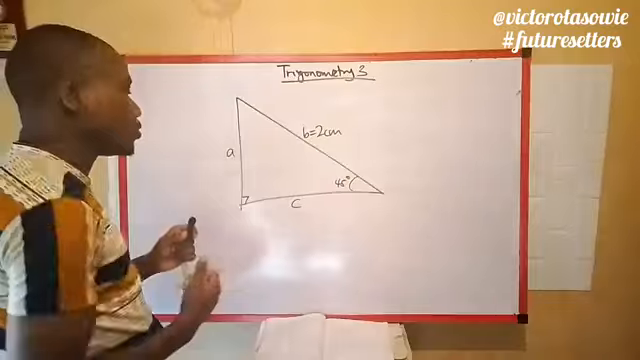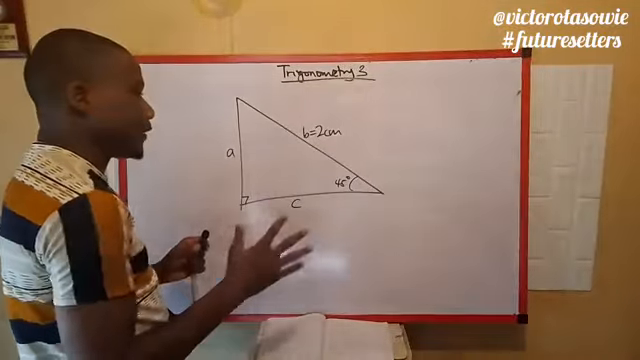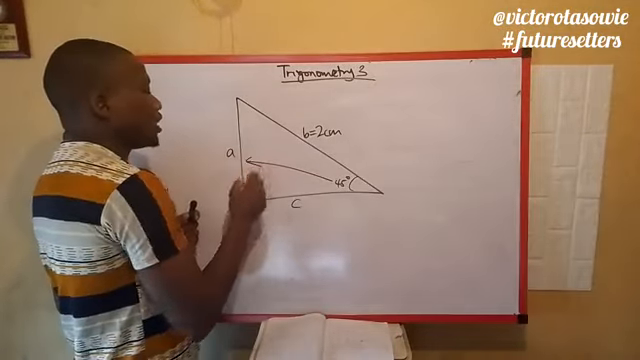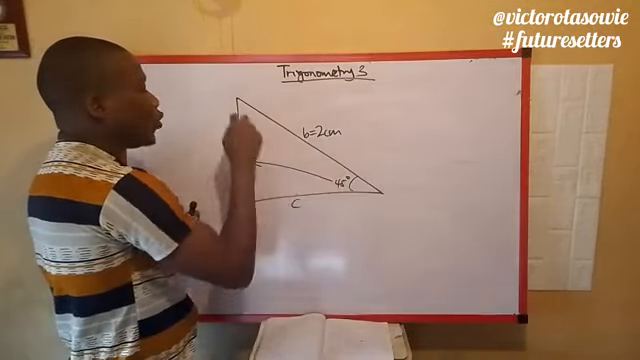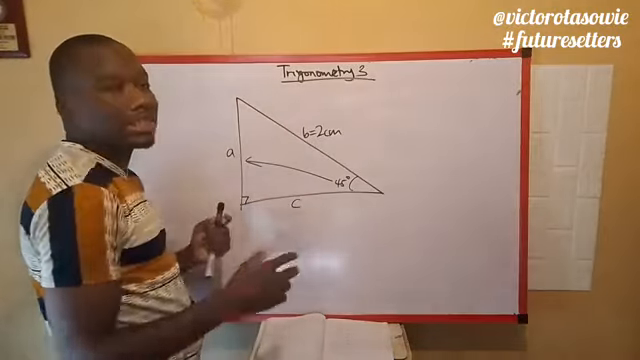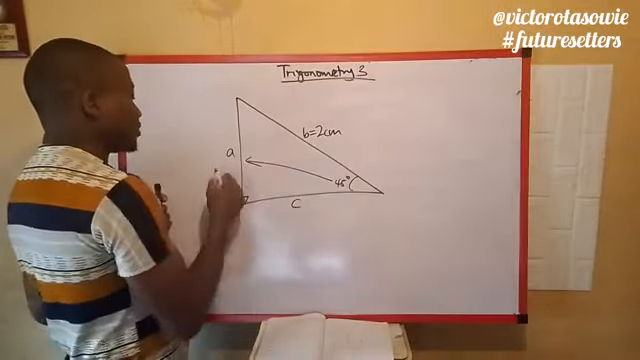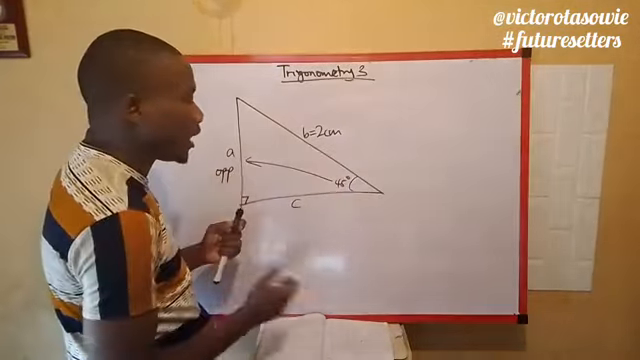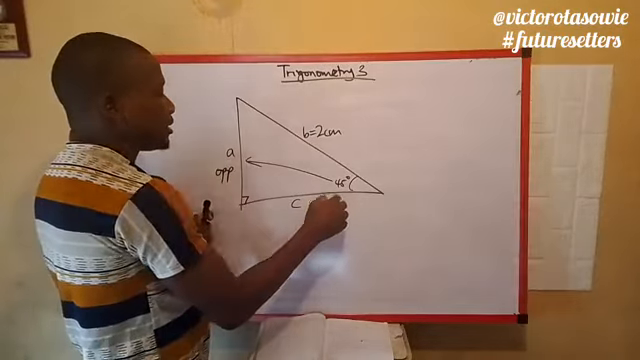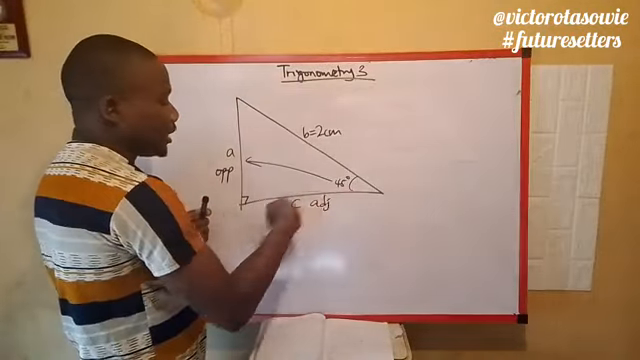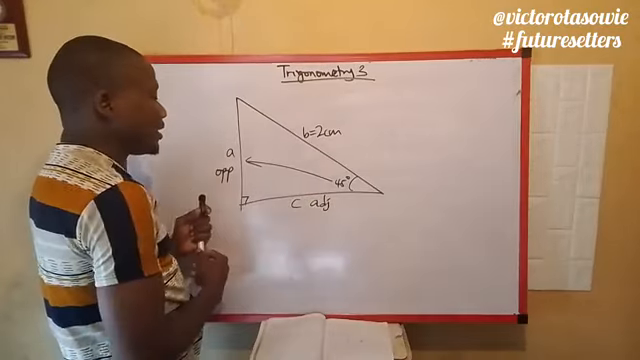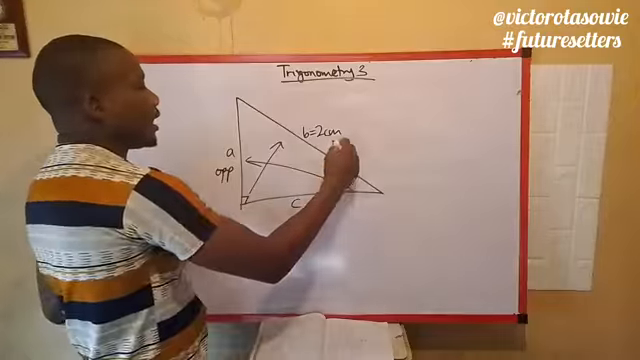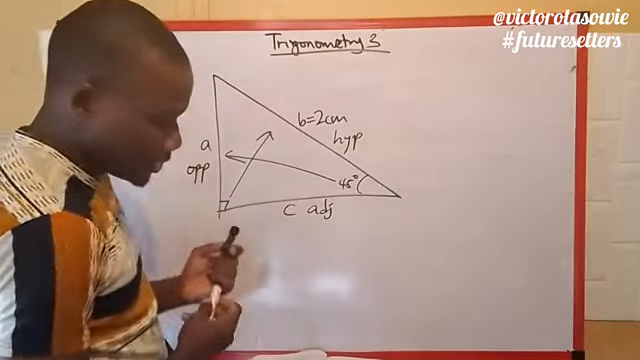Now in this question, what we are going to do is to understand the question critically. Like I said at the beginning, this is the special angle. The line opposite to this special angle is known as the opposite. The line not directly opposite to the specific angle is known as the adjacent. I believe you can see that there's no angle facing here, so this is known as the adjacent. Then the line facing the right angle is known as the hypotenuse, like we said in our last class.